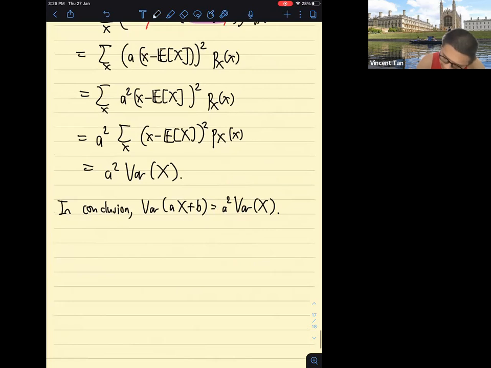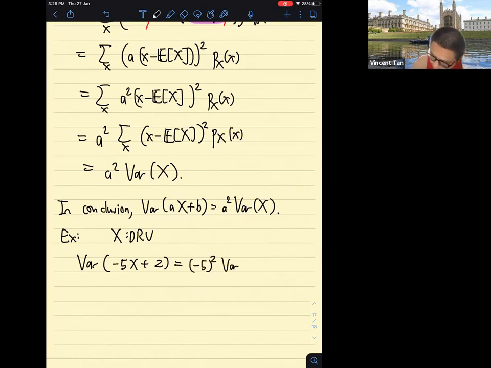So how about the following example? Let's say X is a certain discrete random variable, DRV if you wish. Then what is the variance of, say, minus 5 times X plus 2? Now, you have to multiply by minus 5 squared times the variance of X, which means you eventually have 25 times the variance of X. So the minus also gets killed. The 2 also must get killed, and the minus must also be removed by the square. So that's a simple calculation.